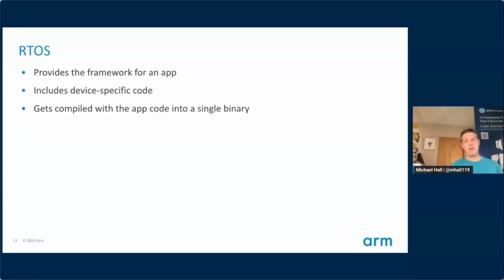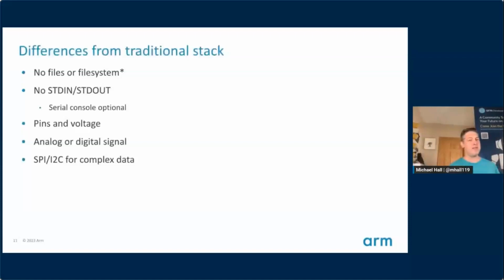Some big differences you're going to find from a traditional software development stack. First of all, you're not going to have files or a file system. And there's a little asterisk on here because that's not always true. But at the default, basic level, you're not going to have files and file systems. Sometimes the RTOS can make that available if that's something you want. That usually includes a lot more overhead, though, that you may not necessarily need and you're not going to want on the low resources of the device you're going to work with.